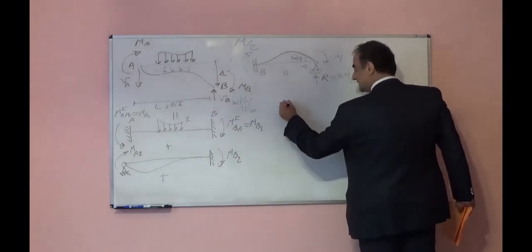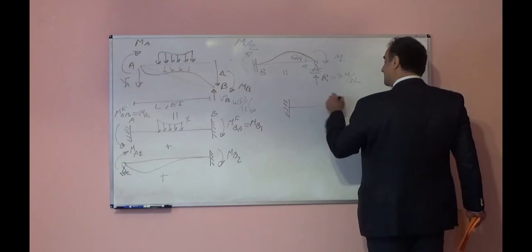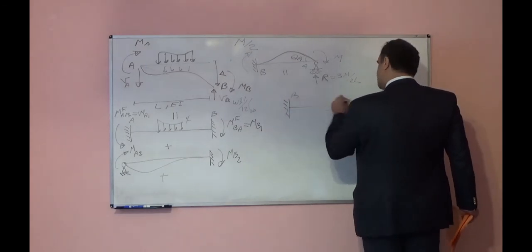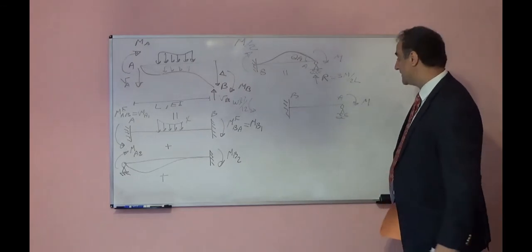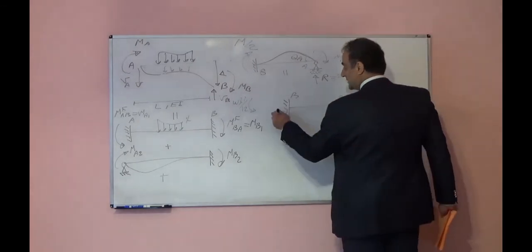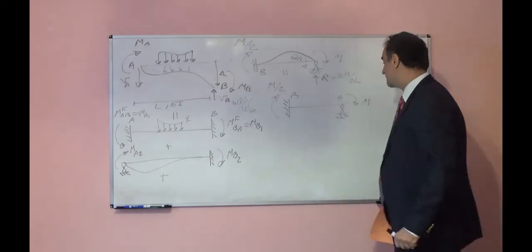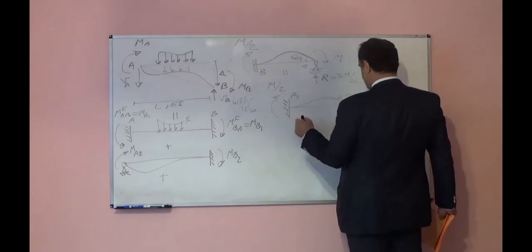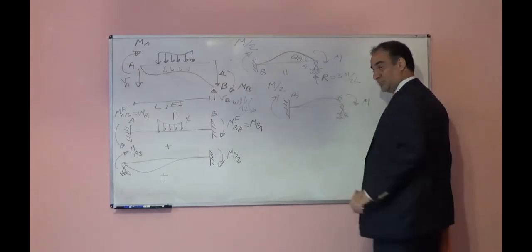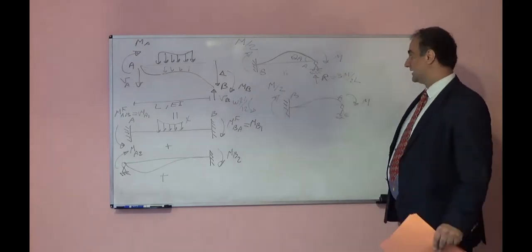But if I don't allow point A to move down, I put a support over there. In that case, everything is the same. This support will not allow point A to move down. In that case, if I apply moment M, the reaction here will be half of that, M over 2, and the deformation shape is like this. You see, both moments will be in the same direction. If this is clockwise, this will be clockwise too.